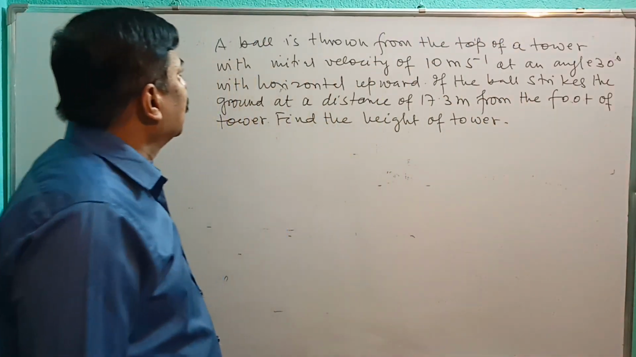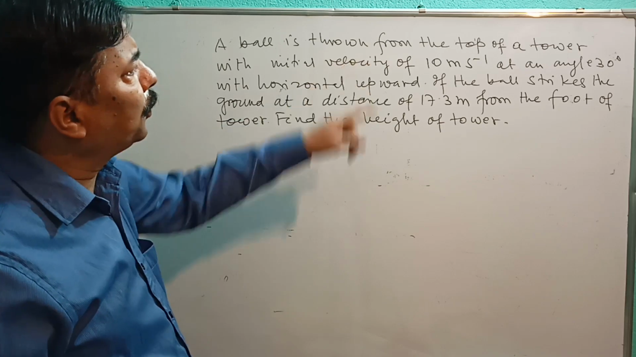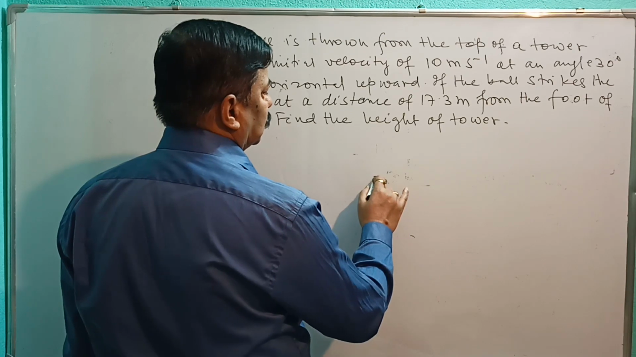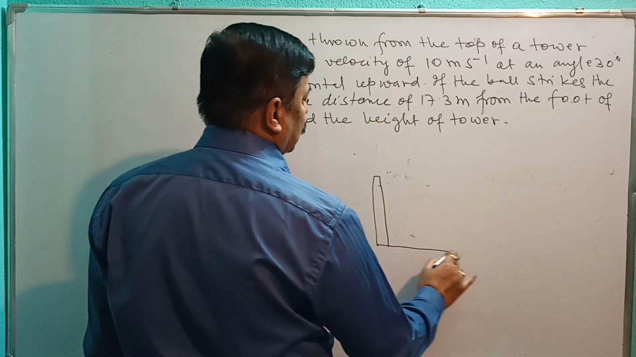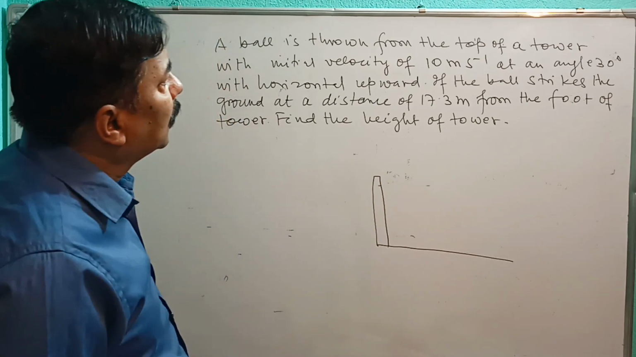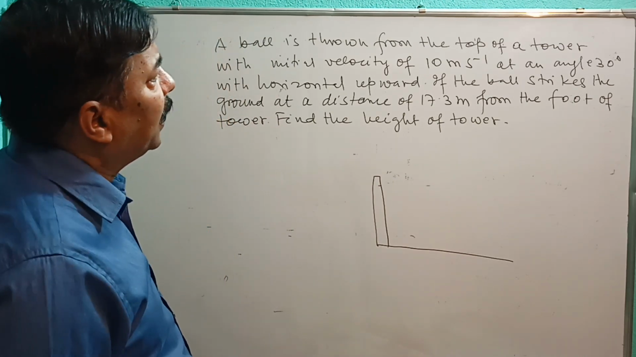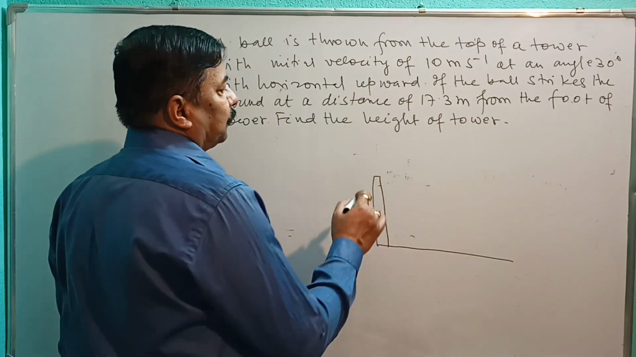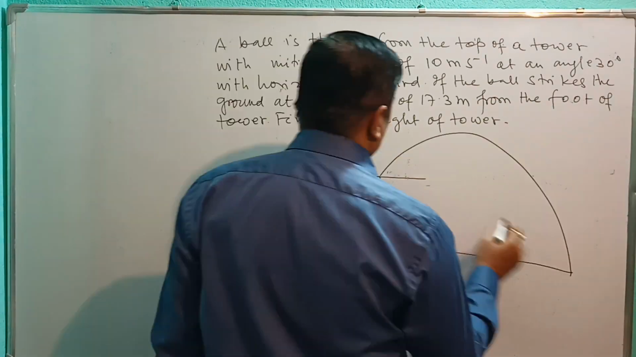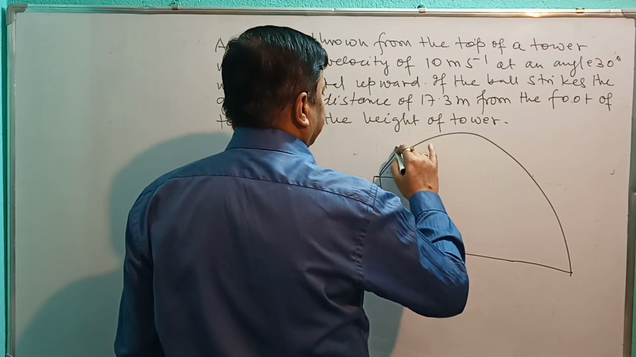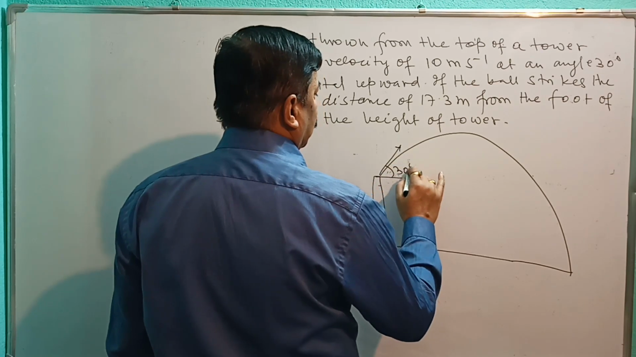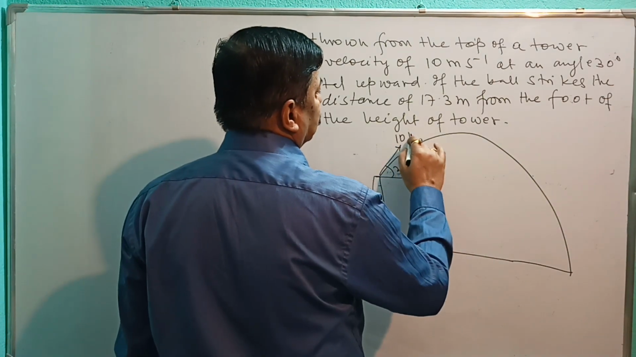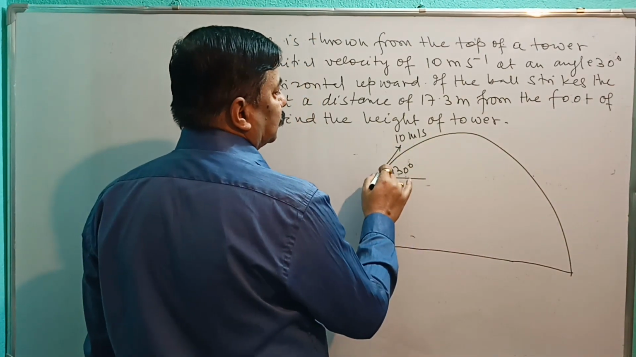Now see, in this question, the ball is thrown from the top of a tower. Here is the tower, and from this top of the tower, with the initial velocity of 10 meter per second at an angle 30 degree with horizontal in upward direction. So this is the horizontal, this is 30 degree with horizontal in upward direction with the velocity of 10 meter per second. The ball.